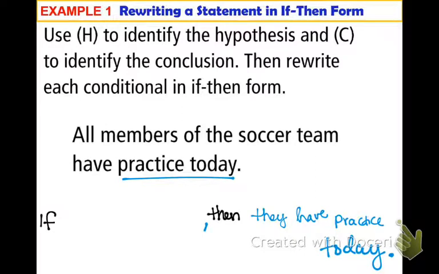So we're getting there. In the second half of the sentence, you would have already identified what the full subject is, what we're all talking about. "If they have practice today" is the second part. Then they have practice today. What do you think the if would be?